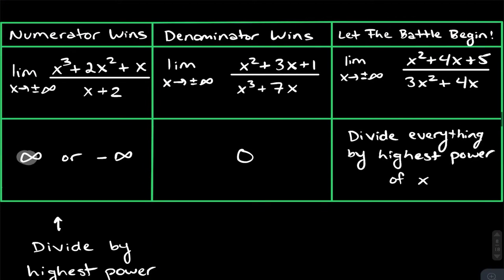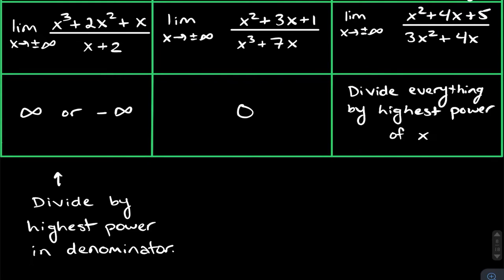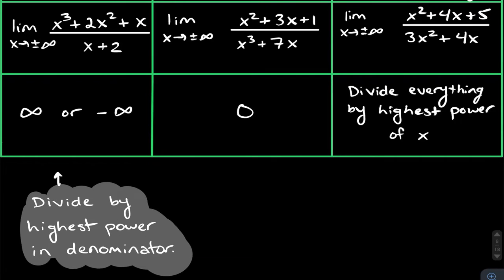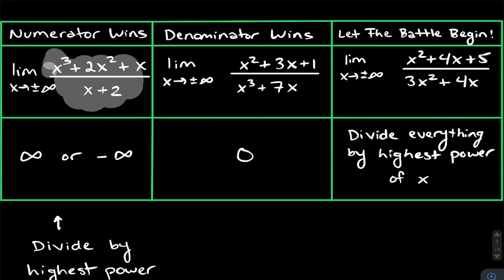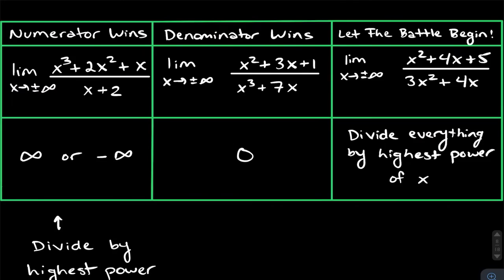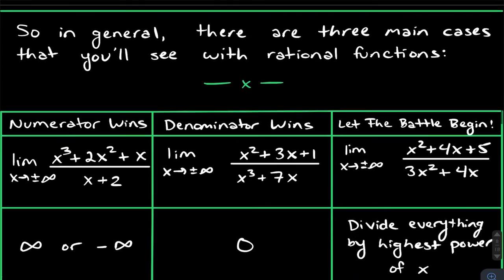To see whether it's going to be infinity or negative infinity, what I like to do, instead of just dividing by the highest power of x anywhere, is I'll just divide by the highest power of x in the denominator. So in this case, I would divide by just an x on top and bottom, okay? That's going to help you a little bit more to just see where negatives come in, and I'll show you that again later in this video. So we'll divide by the highest power in the denominator. We'll do more examples of that.